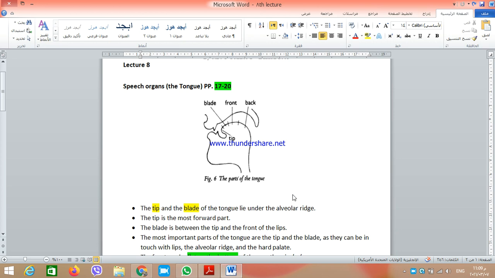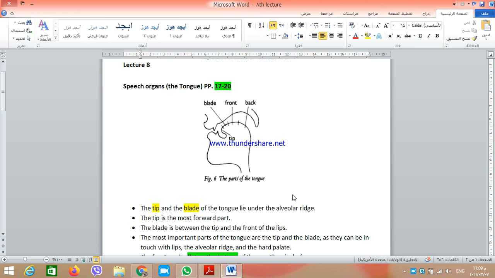My dear students, this is lecture 8. This lecture is about the speech organs, more specifically the tongue. As you know, we have already started talking about the tongue, which is the most important organ of speech due to its greatest variety of movements.